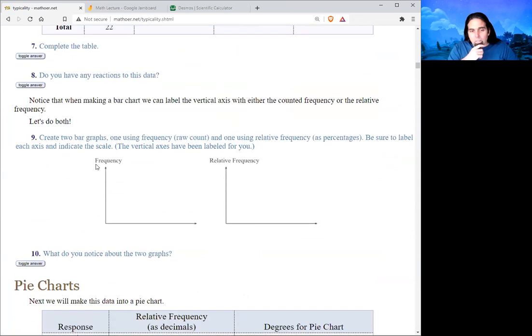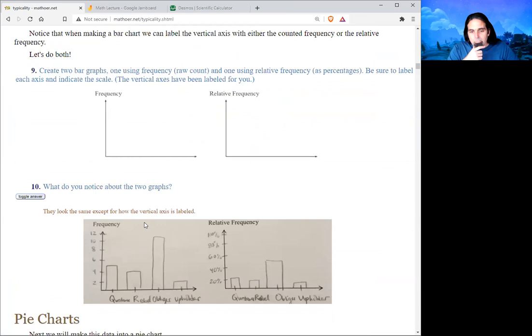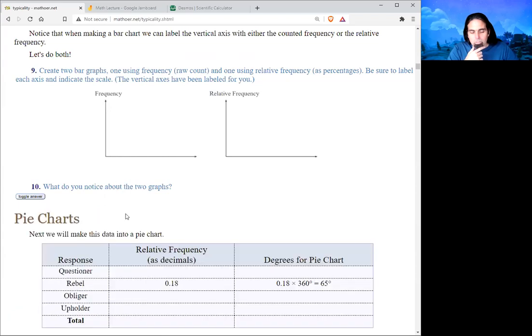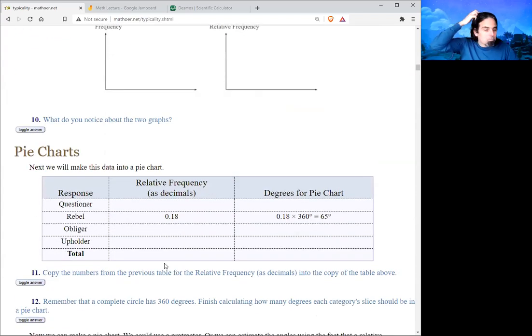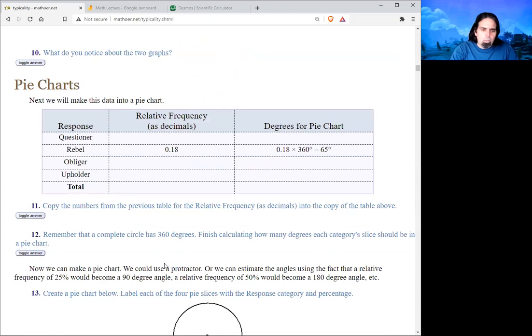Okay. If you made a bar chart, then they would look quite similar. The only difference is that one of them has the counted frequency on the axis and the other has the percentages, the relative frequency. The bars would look quite similar, just if your scale was the same or not. Then we talked about a pie chart.